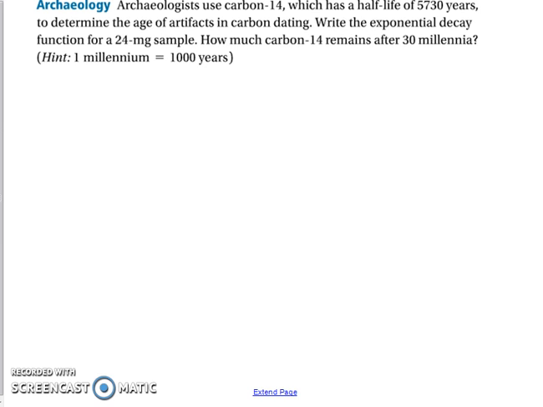And this problem again, archaeologists use carbon-14, which has a half-life of 5,730 years, to determine the age of artifacts in carbon dating. Write the exponential decay function for a 24 milligram sample. How much carbon-14 remains after 30 millennia? Okay, so this one's only tricky because they're talking about years and millennia, so we just have to convert millennia to years. Since 1 millennium is 1,000 years, then 30 millennia is going to be equal to 30,000 years.